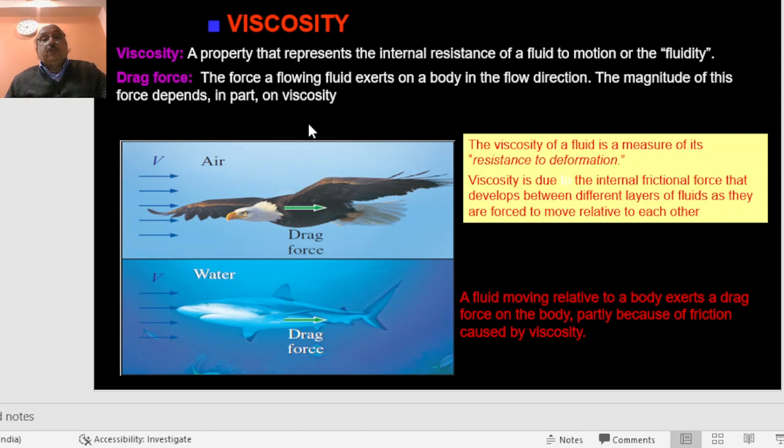And the second point is drag force. If an object is moving inside a liquid or gas, the object will get a drag force. Here is a kite moving in air. The air has some layers, and the kite is moving opposite to them. Then it will get a drag force.